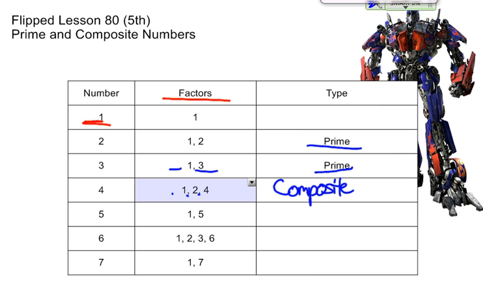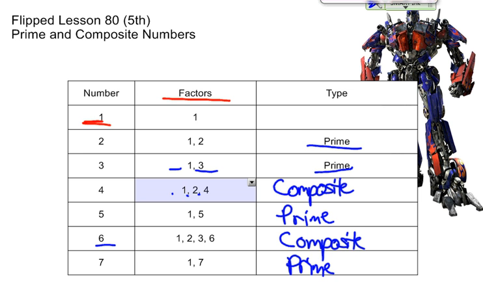So then as you look at number 5, you see you have 1 and 5. So once again, we have a prime number. And number 6, we have 4 factors. 1 times 6, 2 times 3. Both of those are going to get you to 6. And so once again, you have a composite number. And then finally, as you look at the bottom, you see the number 7. You see 1 and 7. So that would be a prime number again.